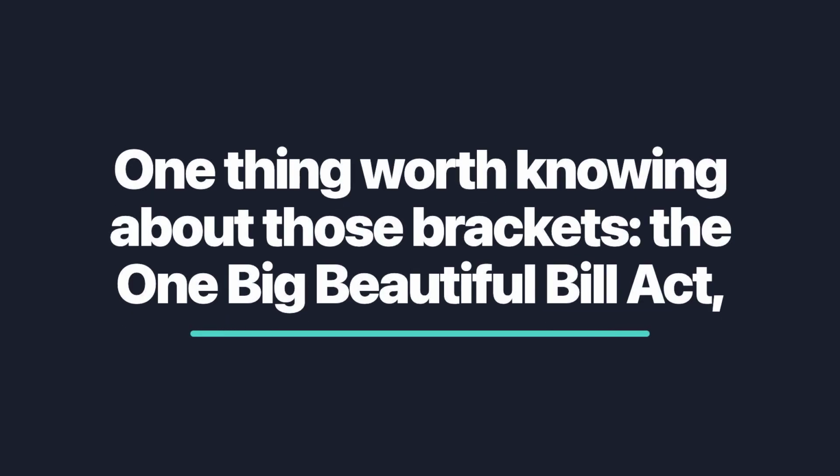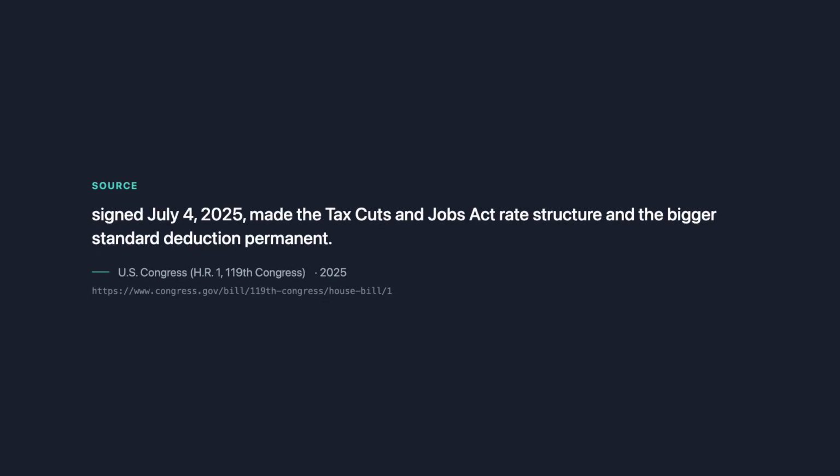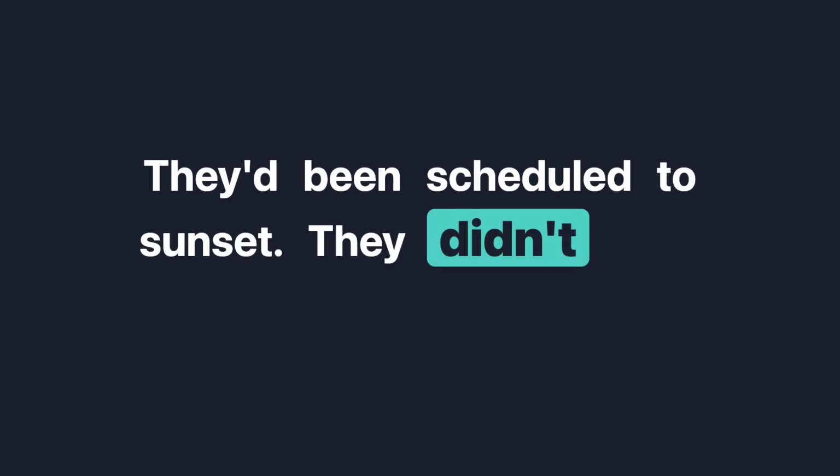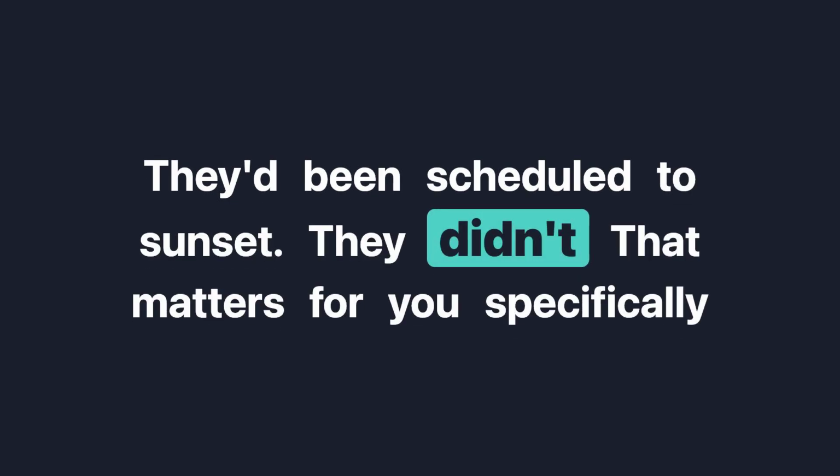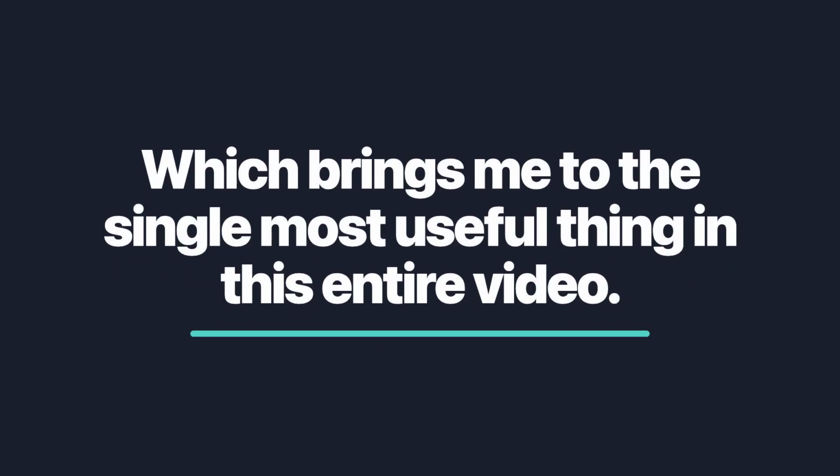One thing worth knowing about those brackets, the One Big Beautiful Bill Act, signed July 4th, 2025, made the Tax Cuts and Jobs Act rate structure and the bigger standard deduction permanent. They'd been scheduled to sunset. They didn't. That matters for you specifically because it means your prior year tax number, the one we're about to use, isn't sitting on a cliff. Which brings me to the single most useful thing in this entire video.